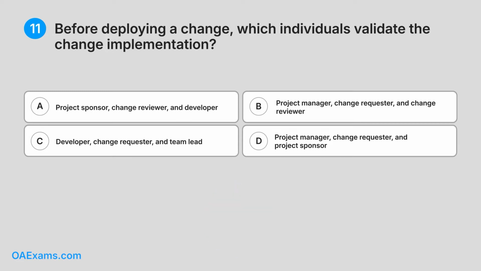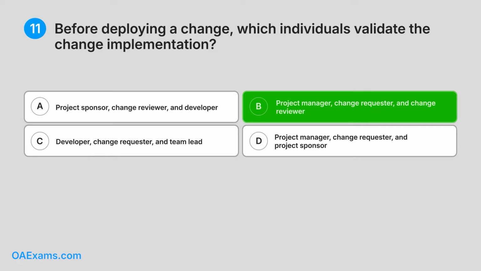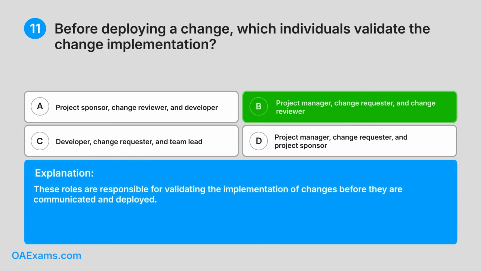Correct answer: B. Project manager, change requester and change reviewer. Explanation: These roles are responsible for validating the implementation of changes before they are communicated and deployed.